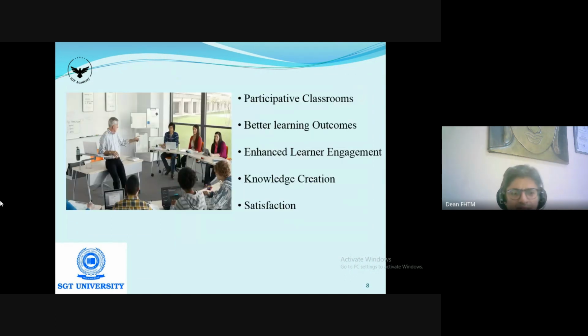Next. Yeah, as I already mentioned, the classrooms shall be more participative. Students will feel free to discuss and share their views and thoughts. Once this happens, automatically the learning outcomes are improved, because the more you participate. Participative learning is active learning. In active learning, the level of retention and understanding is much higher. Enhanced learner engagement, yes, all the learners are engaged, they are focused on the subject, they are discussing, they are participating, so yes, they are actually paying attention.